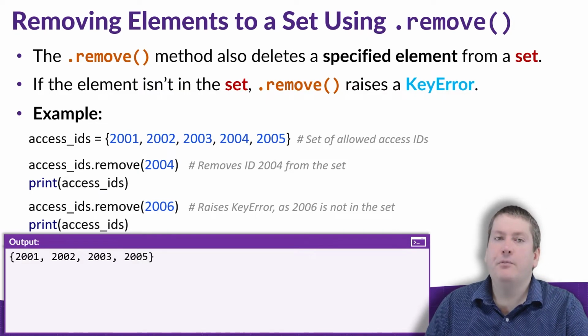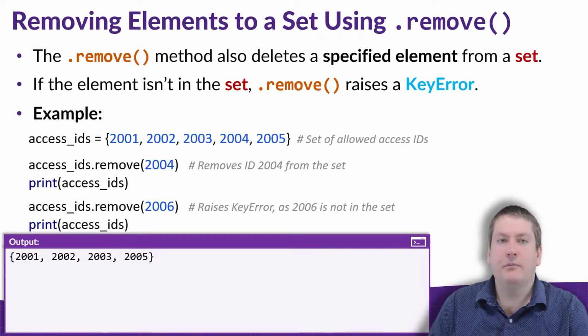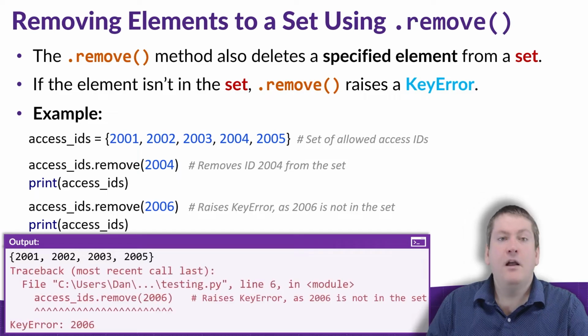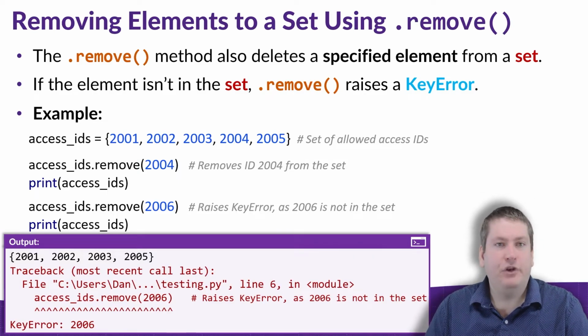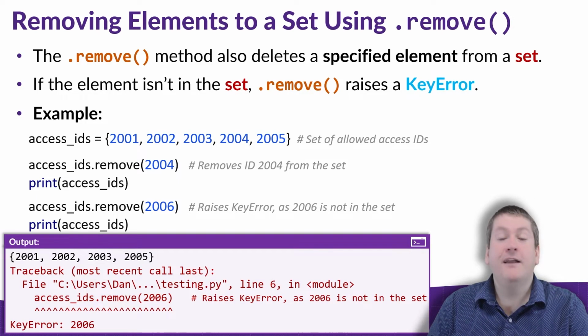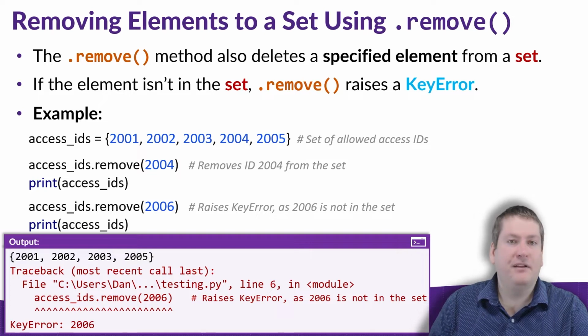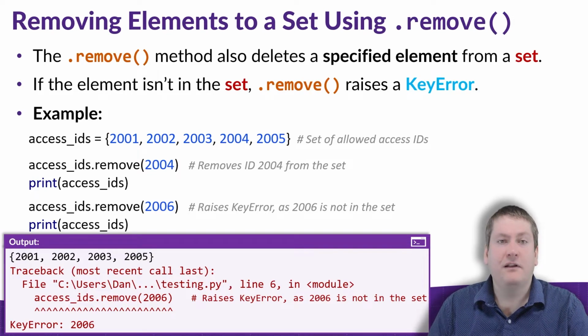However, if we try to remove an element that isn't in the set, like this line does now, trying to remove element 2006, we would get an exception. And this would cause a traceback if we don't handle that exception like the one we see here, because 2006 doesn't exist in the set.